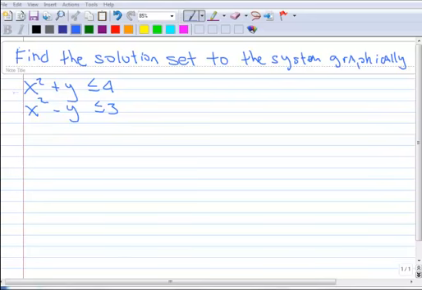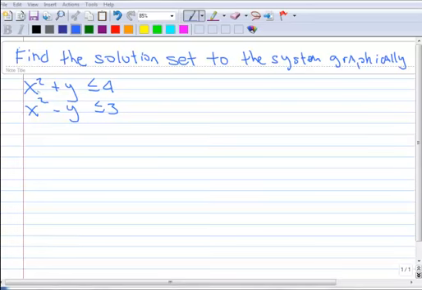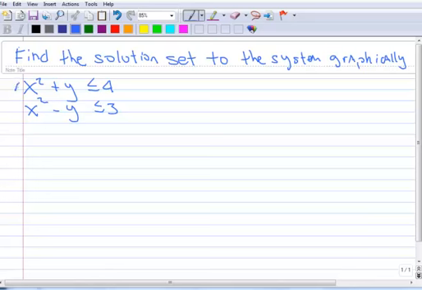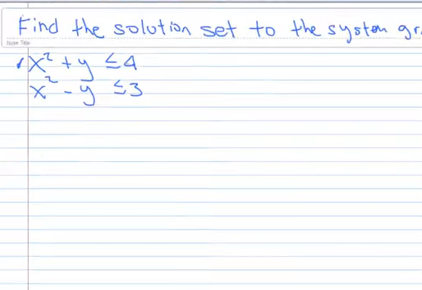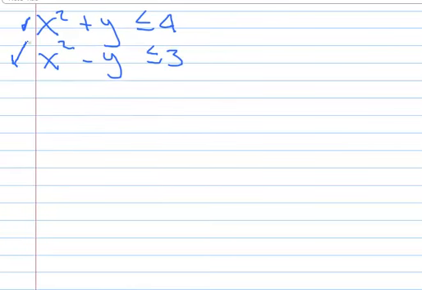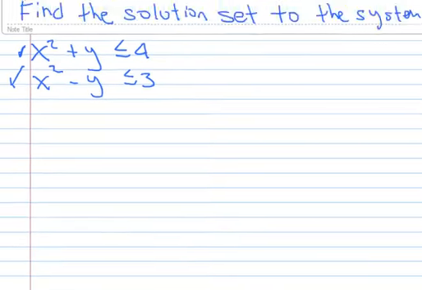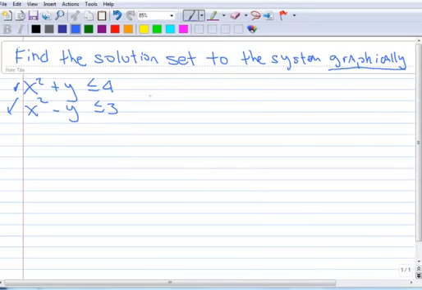All right, in this example, example 1, we're going to find the solution set to this system, and we're going to do it graphically. So the first equation I have right here is x squared plus y is less than or equal to 4. And the second one I have is x squared minus y is less than or equal to 3. So by examining both of these equations, you can see that they're parabolas, if I graph them, or quadratics. So we're going to do this one graphically, and we're first going to do it by hand.